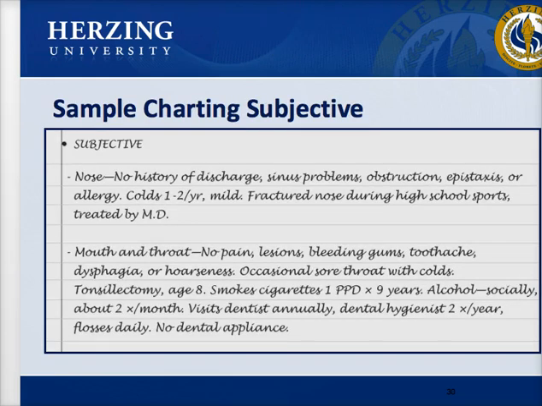So here is our sample charting for subjective data. Nose: no history of discharge, sinus problems, obstruction, epistaxis, or allergy. Colds, 1 to 2 a year, mild. Fractured nose during high school sports, treated by MD. Mouth and throat: no pain, lesions, bleeding gums, toothache, dysphagia, or hoarseness. Occasional sore throat with colds. Tonsillectomy at age 8. Smokes cigarettes 1 pack per day times 9 years. Alcohol socially about 2 times a month. Visits dentist annually. Dental hygienist 2 times a year. Flosses daily. No dental appliance.